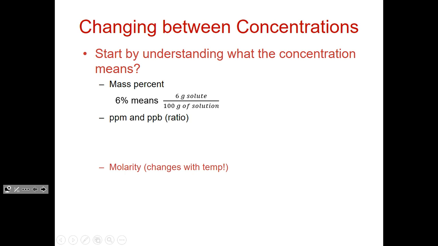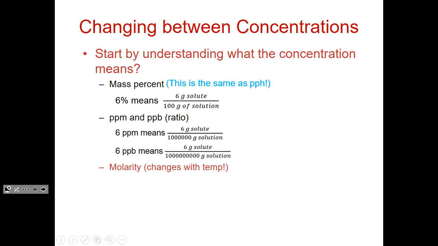Now, the same thing is true with parts per million and parts per billion. And remember, these are also ratios just like above, but they're not per hundred, they're per million and per billion. And don't forget, mass percent is the same as ppH. So what does 6 ppm mean? Well, it means you have 6 grams of solute for every million grams of solution. And 6 parts per billion means you'd have 6 grams of solute for every billion grams of solution. Because in the context of this chapter, we were looking at all of these as mass ratios.